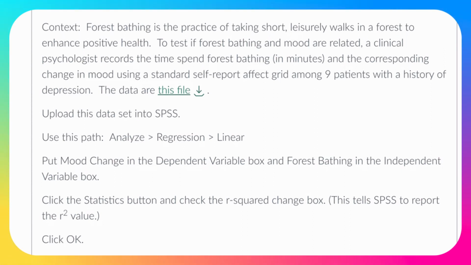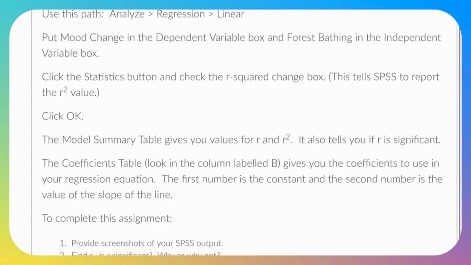Analyze, Regression, Linear. You put mood change into the dependent box and forest bathing into the independent variable box. And then you click the statistics button and check the R squared box. So just simply follow the steps in order. Don't skip anything, and you're going to be fine. And what you're going to get is a summary table that's going to look exactly like the tables that we looked at in our notes together. Okay, and I'm hoping that I'll be able to make a video for you where I do that in SPSS for you. So those are your assignments for this week.